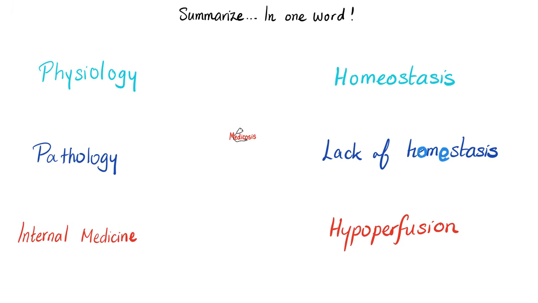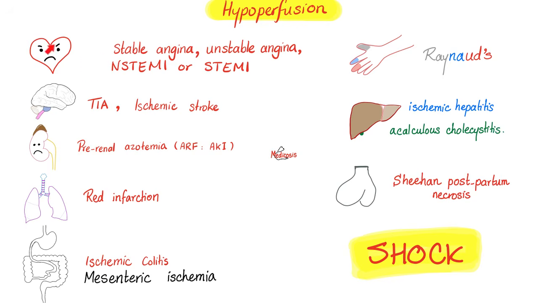It's called hypoperfusion. Hypoperfusion to the heart, you get stable angina, unstable angina, non-STEMI, or God help you, STEMI. Hypoperfusion to the brain gives you TIA or a stroke. Hypoperfusion to the kidney, pre-renal azotemia, which is an acute renal failure. Hypoperfusion to the lungs, you get red infarction. Hypoperfusion to the gut, you get ischemic colitis and mesenteric ischemia. Hypoperfusion to your hands, you get Raynaud's phenomenon. Hypoperfusion to the liver, ischemic hepatitis.